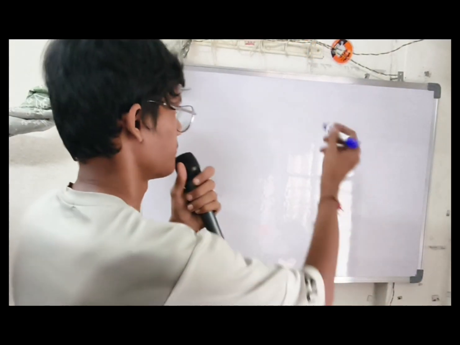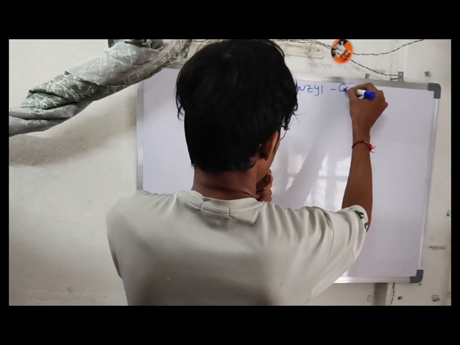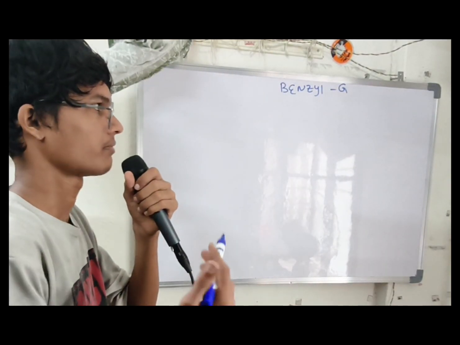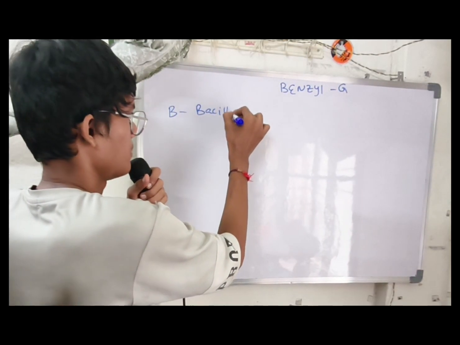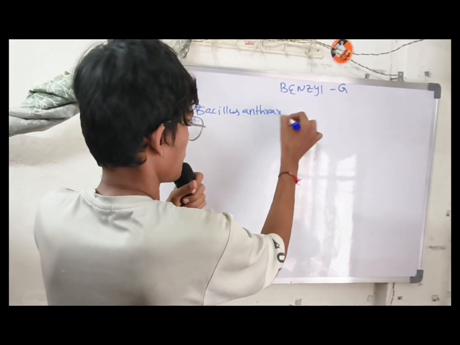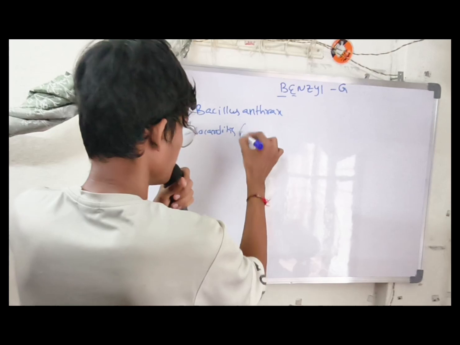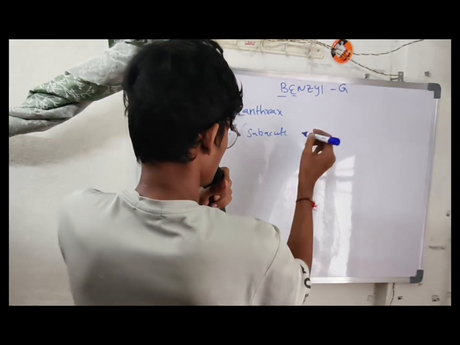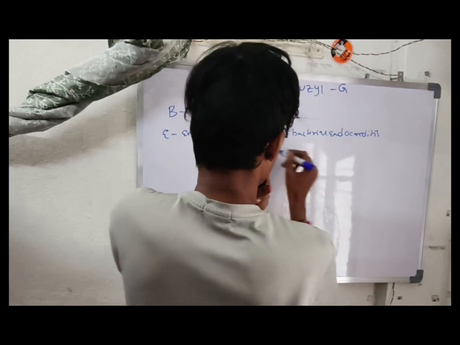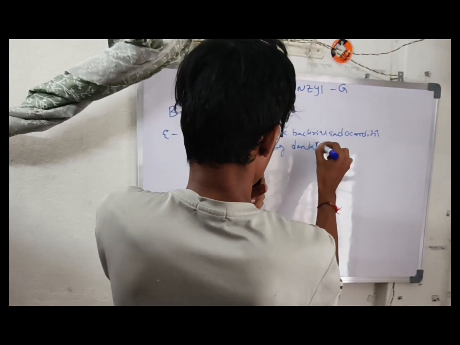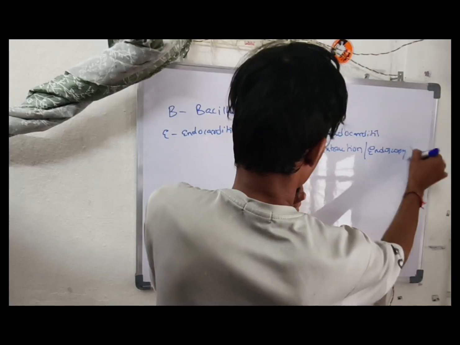Now we'll discuss the therapeutic uses. For benzyl penicillin G: B for Bacillus anthracis, and E for endocarditis, specifically subacute bacterial endocarditis during dental extraction or endoscopy. Yeah, we finished E.